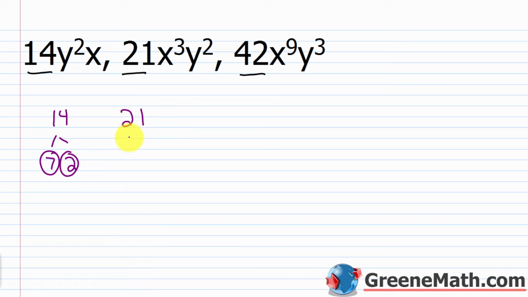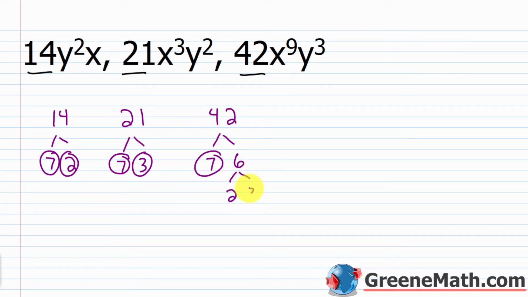If I think about 21, I could factor it into 7 times 3. 7 and 3 are both prime numbers. If I think about 42, I could factor that into 7 times 6. 7 is prime. 6 I could factor into 2 times 3. 2 and 3 are both prime.